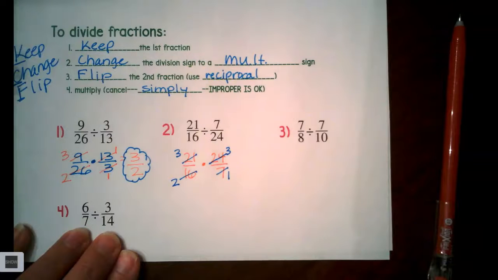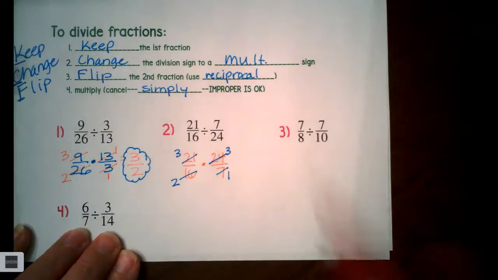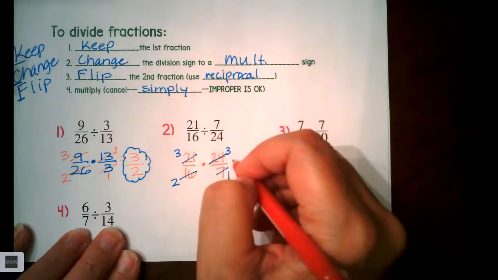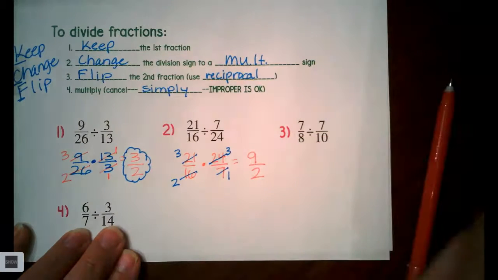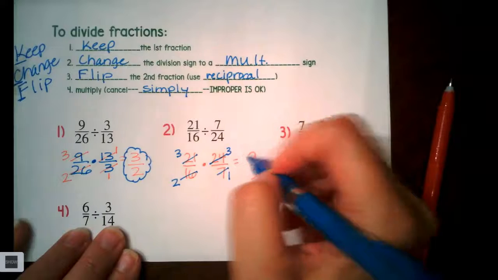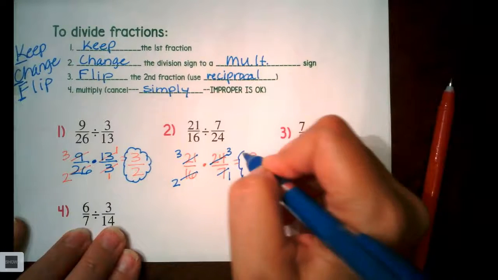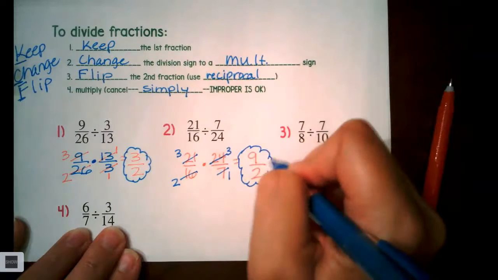Now you're ready to multiply straight across. 3 times 3 is 9. 2 times 1 is 2. Can anything go into 9 and 2 besides 1? Nope. So you are simplifying.